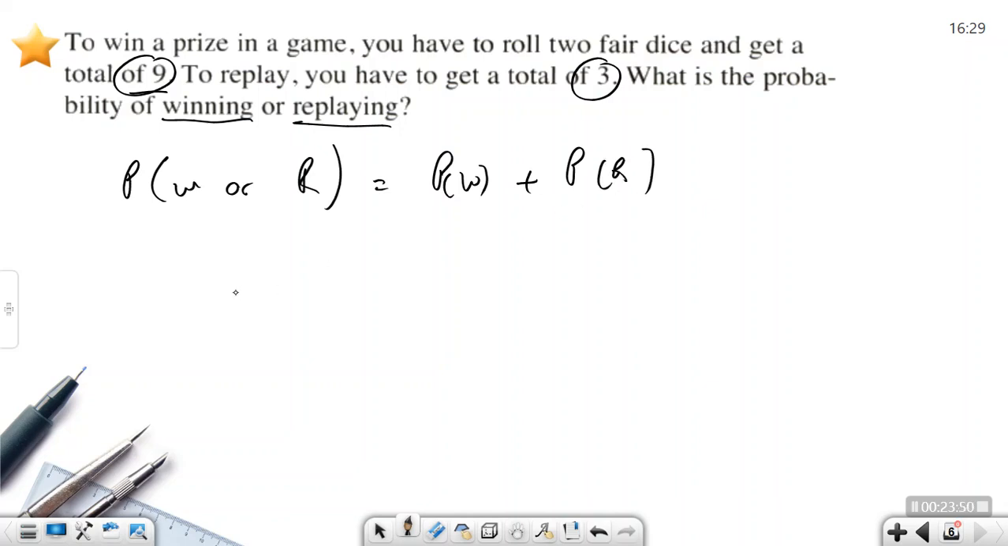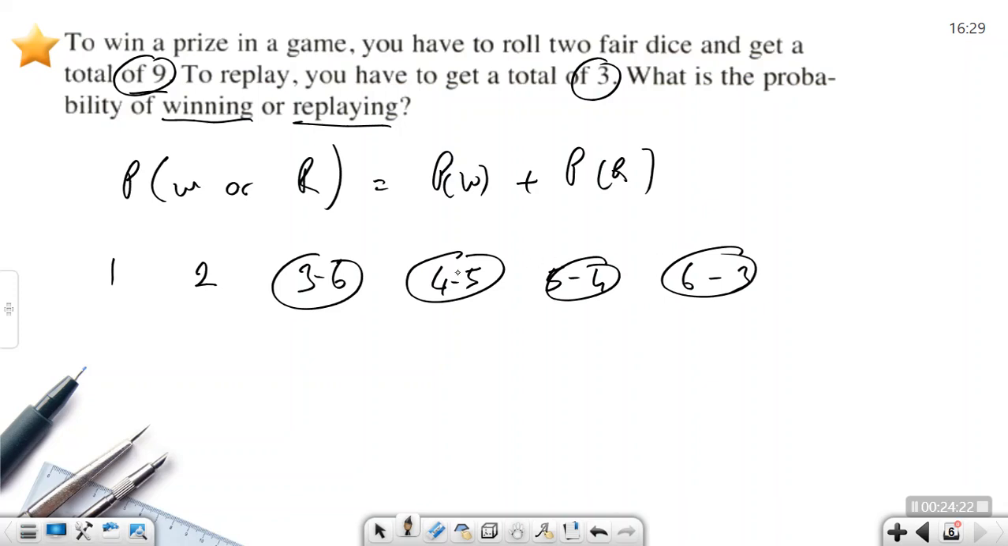Now, the total needs to be 9. If the first die is 1, there is no 9. The sum cannot be 9. If the first die is 2, the maximum I can put is 6, and it's going to be 8. If the first die is 3, I can say 6. If the first die is 4, the second die can be 5. If the first die is 5, the second die can be 4. If the first die is 6, the second die can be 3. How many different values? 1, 2, 3, 4. So I have 4 ways to win.